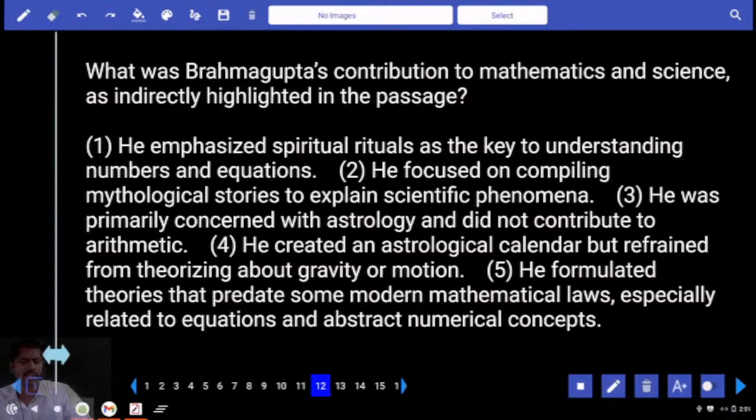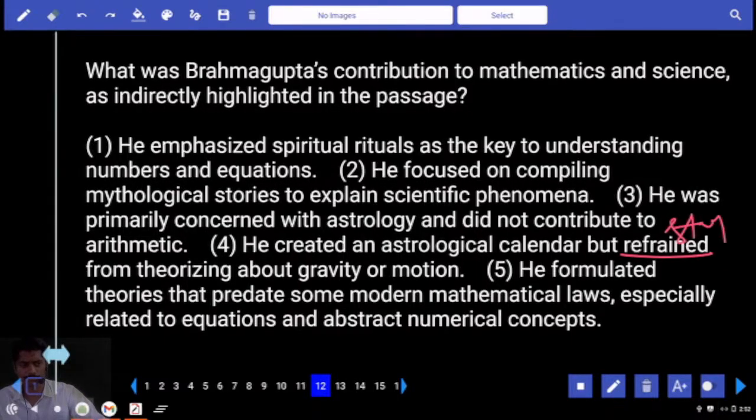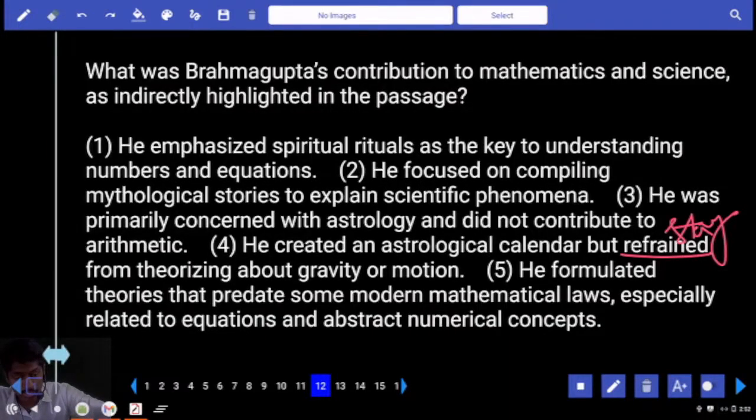Before Newton only, he talked about gravity, explaining why objects fall toward Earth. He emphasized spiritual rituals as a key to understanding numbers and equations? Focused on compiling mythological stories? Primarily concerned with astrology and did not contribute? Created an astrological calendar but refrained? Refrain means stay away from. Stayed away from theorizing. Formulated theories that predate some modern mathematical laws, especially related to equations, abstract number concepts. Answer. Why?